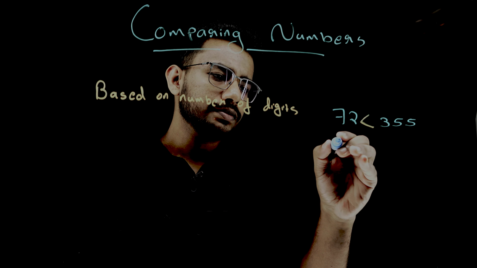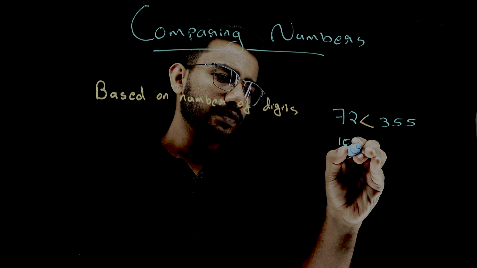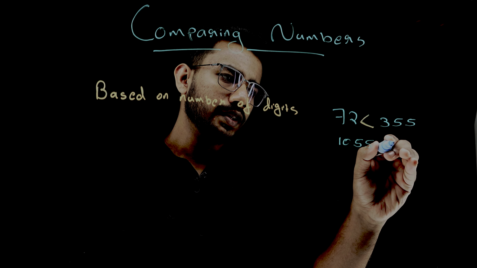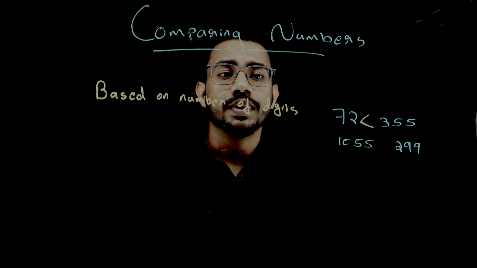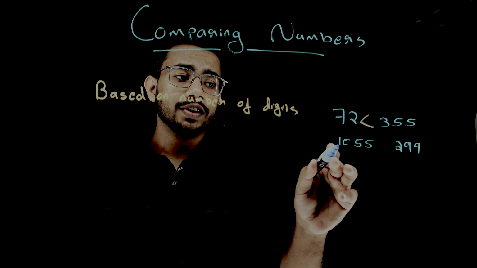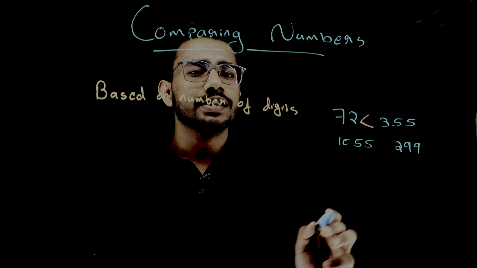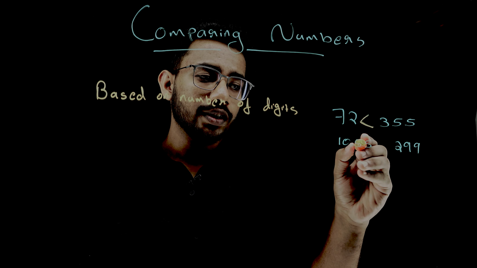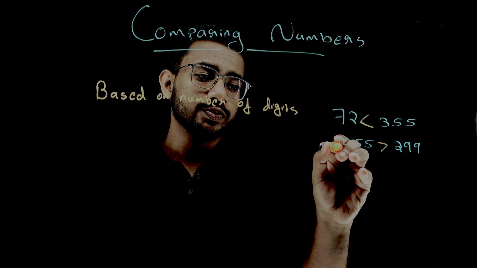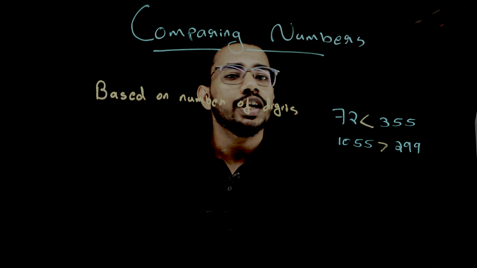Another example, 1055 and 299. Here, in the first case I have 4 digits. In the second case I have only 3 digits. So I have to use which sign? Greater than, because 1055 is larger than 299.